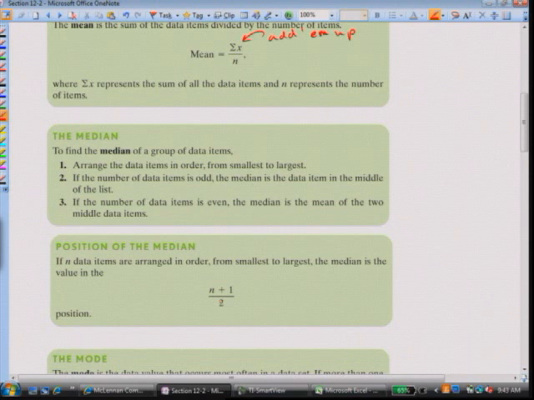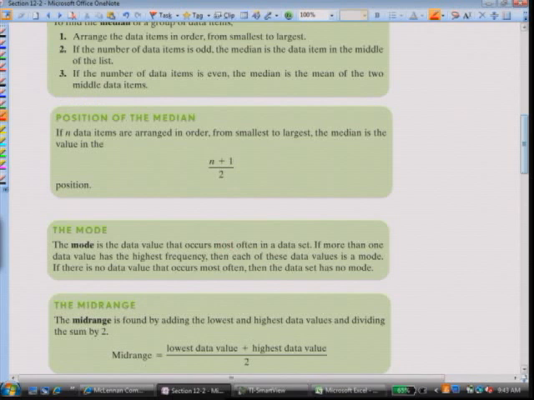The mode is the data value that occurs most often in the data set. If more than one data value has the highest frequency, then each of these data values is a mode. So if there's a tie for most often, like maybe 25 occurs four times and 29 occurs four times, then both 25 and 29 would be the mode. But if they each occur just once, then there's no mode.